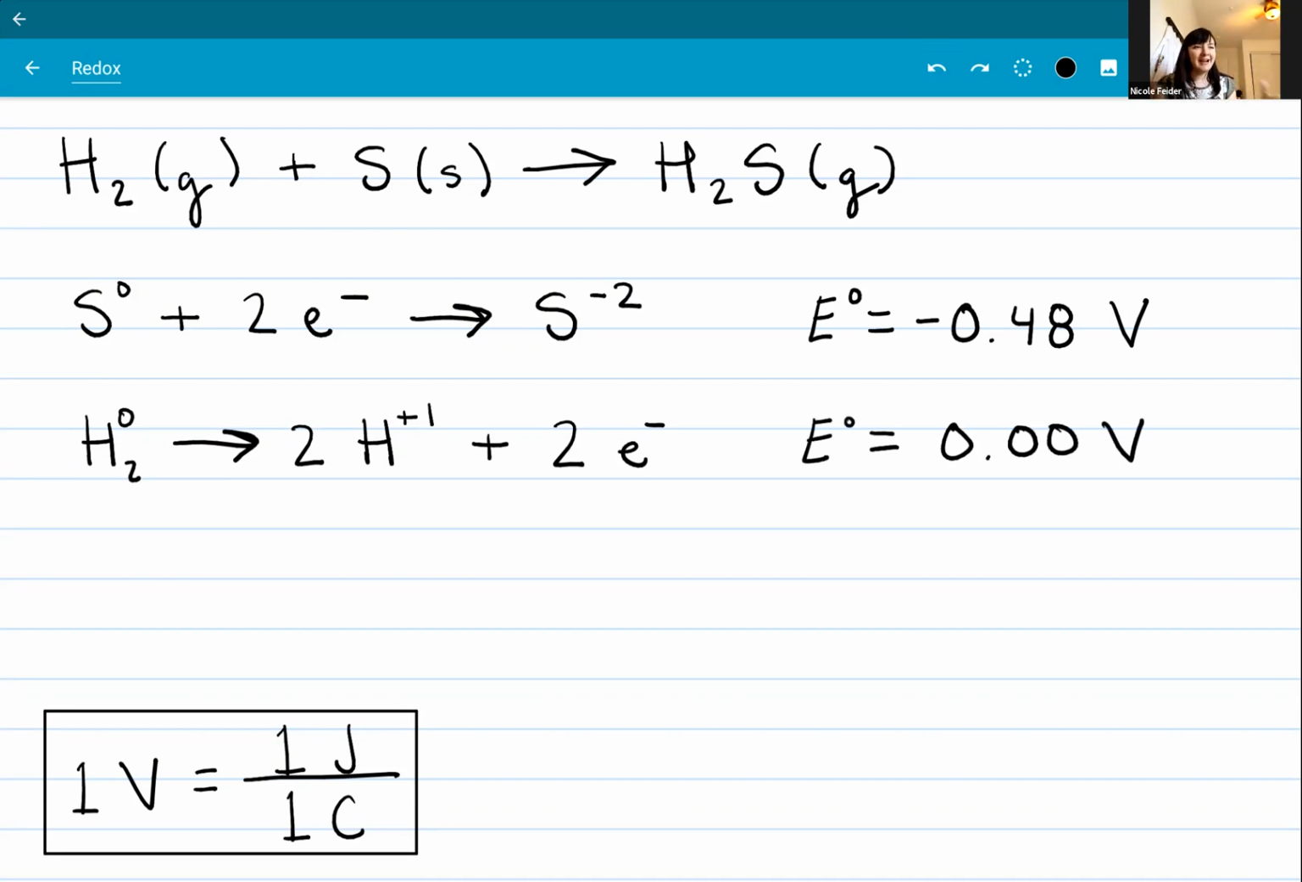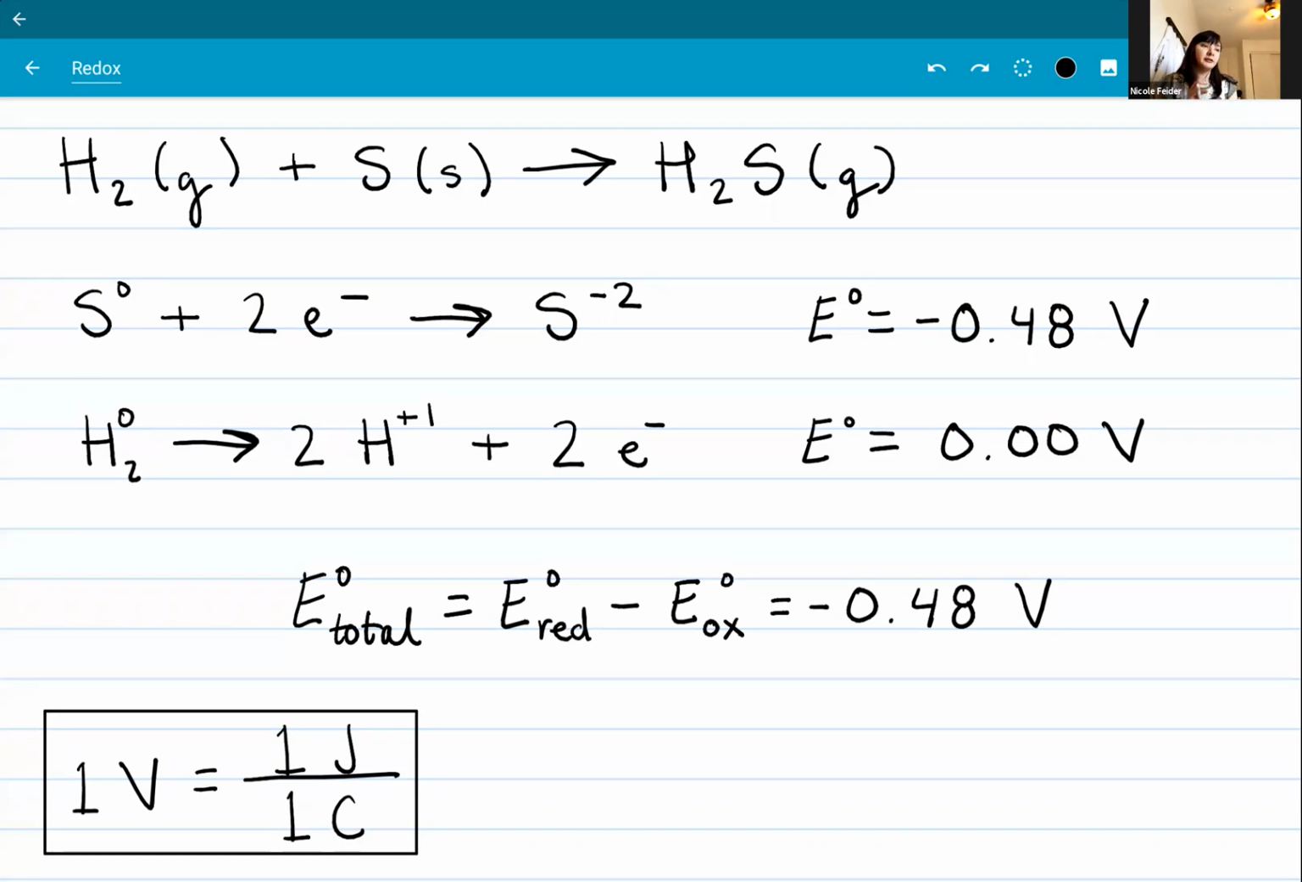Now, you'll note here that I have to refer to hydrogen's standard reduction potential, even though hydrogen is being oxidized in this example. So to actually capture the potential for the entire reaction, I'm going to add E0 of the species being reduced, i.e. sulfur, minus E0 of the species being oxidized, which is hydrogen. Lucky for us, hydrogen is the baseline of standard reduction potentials, so E0 of this reaction is just equal to E0 of sulfur, or negative 0.48 volts.